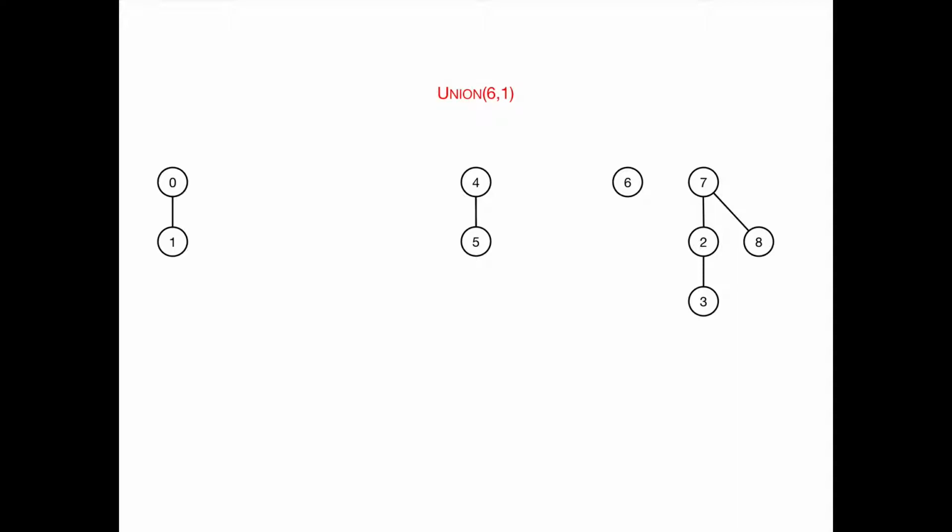Union 6, 1, so now we want to connect this tree to this tree over here. So we, for instance, make the root of 6 the child of the root of this tree. Now we're down to only 3 trees. Union 7, 3. So now we want to union this node and this node. Well, these nodes are in the same tree, so nothing happens.